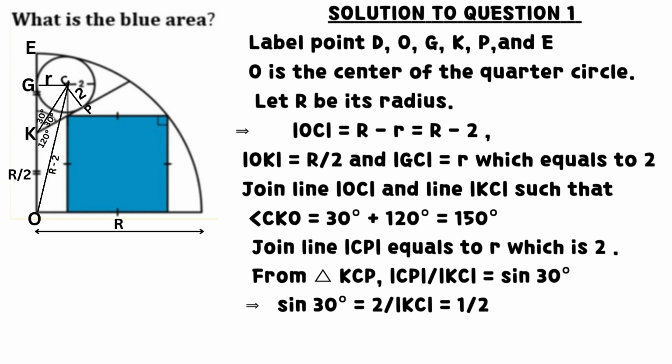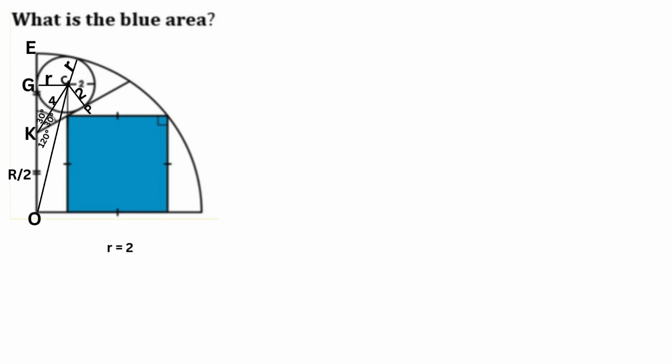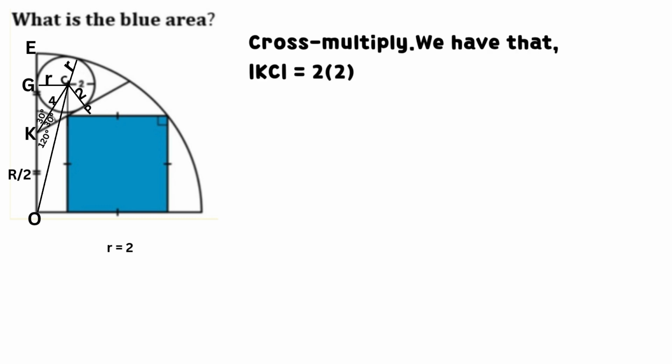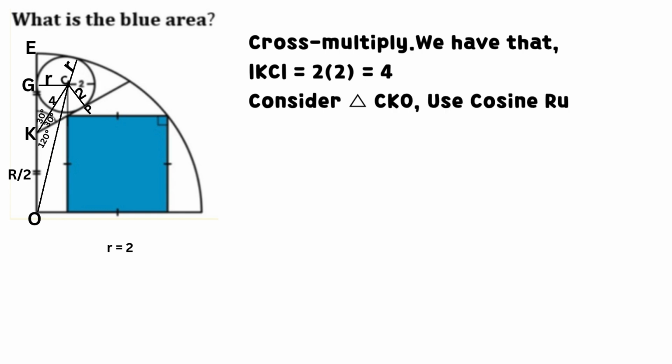From triangle KCP, line CP divided by line KC equals sine 30 degrees. It follows that sine 30 degrees equals 2 divided by line KC, which equals 1 divided by 2. Cross multiply. We have that line KC equals 2 times 2, which equals 4.